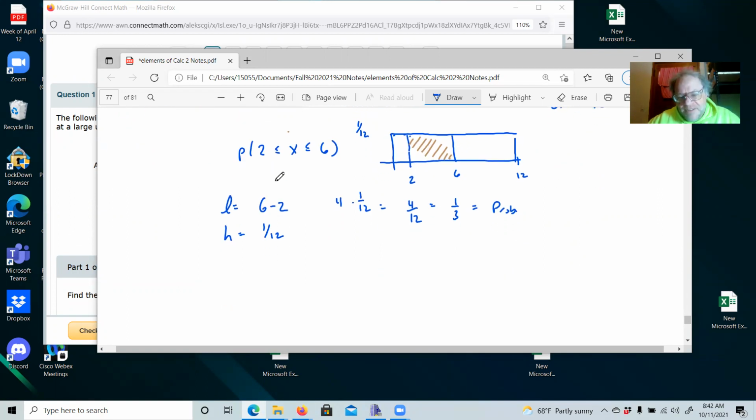The reason why we can't have exact values is this: what's the probability that, say, x equals 6, as opposed to x is less than 6? That's a different answer. This is not the same. The probability that x is less than 6 and the probability that x is greater than 6 are not the same things.